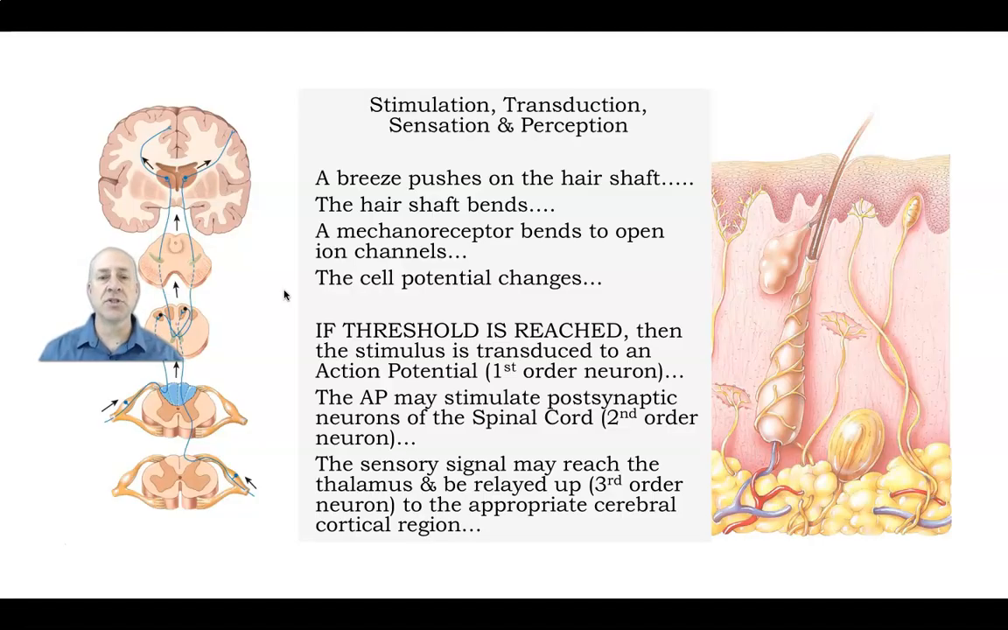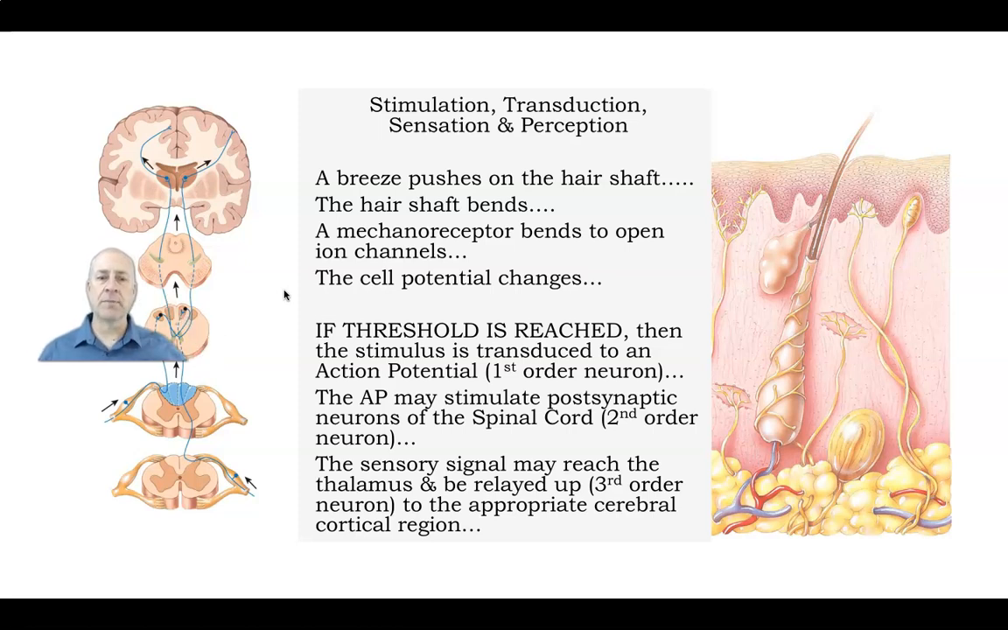The cell potential changes. If it reaches threshold, again, go back to the videos on action potential. If it goes from -70 up to -55, boom, action potential triggered. You are now sensing that. Action potential running into the central nervous system. You're now sensing that because there's electrical activity in the CNS that is actually real.